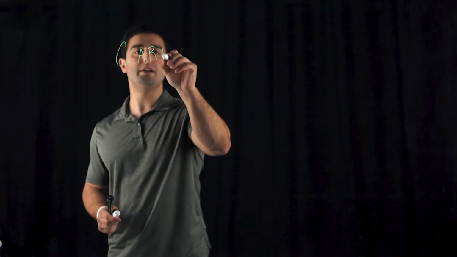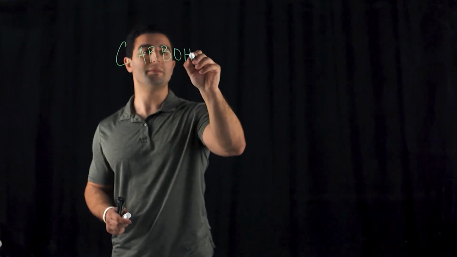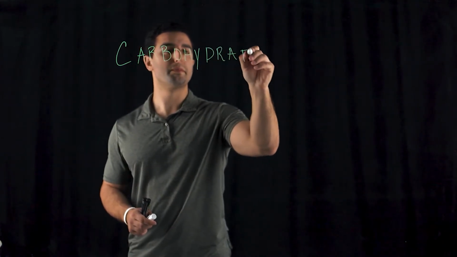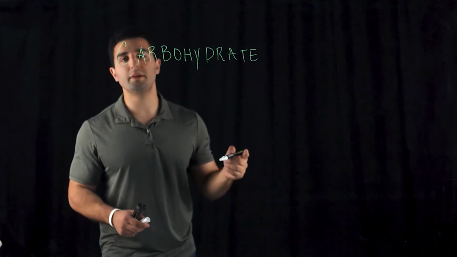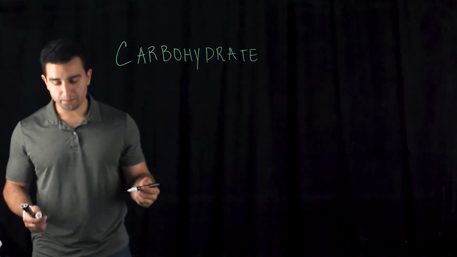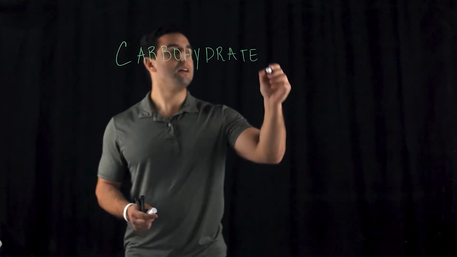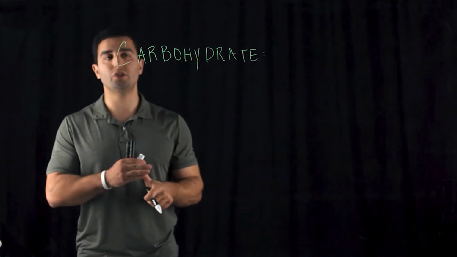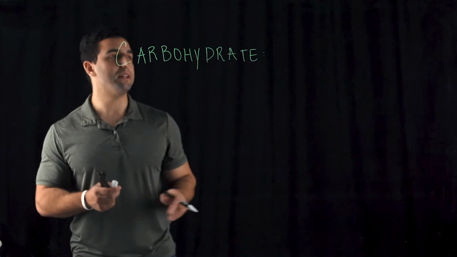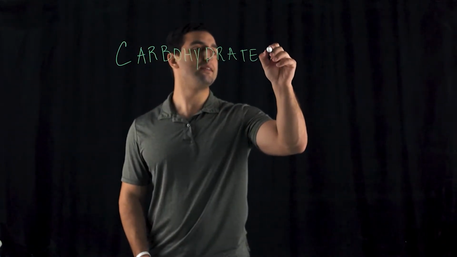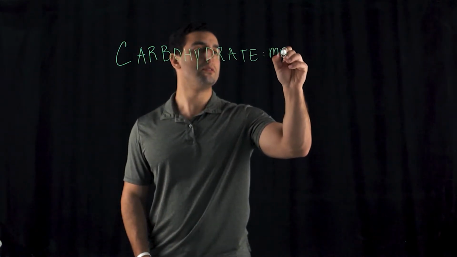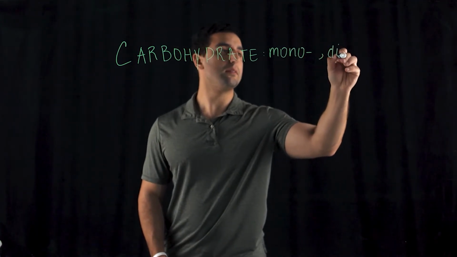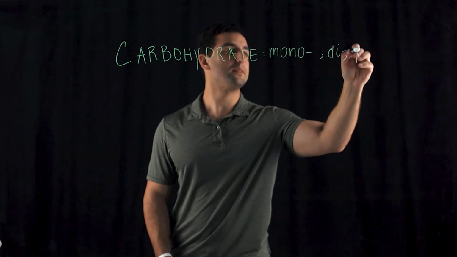So carbohydrate. What is a carbohydrate when you first think about it? A carbohydrate is referred to as a sugar. So the first thing you think about when it's a carbohydrate, it's a sugar. There are different types of carbohydrates, right? You have simple sugars like table sugar, starches, which are more complex. So these are referred to as mono-, di-, and polysaccharides.